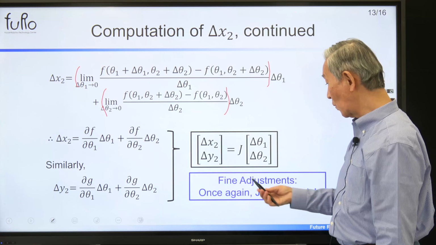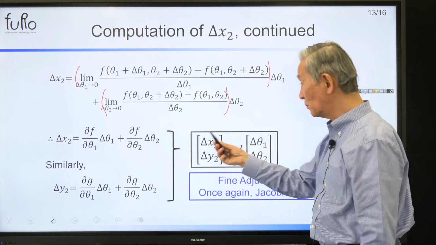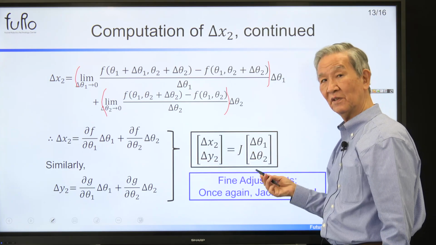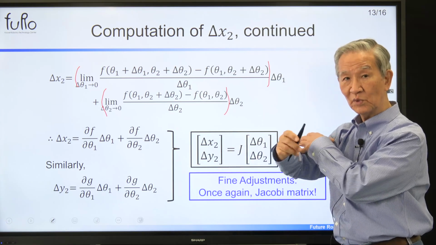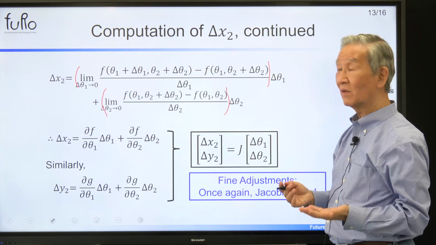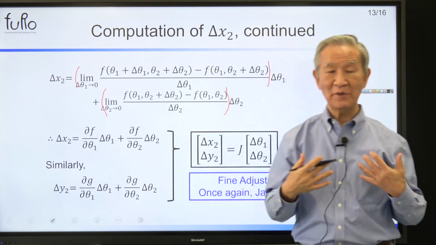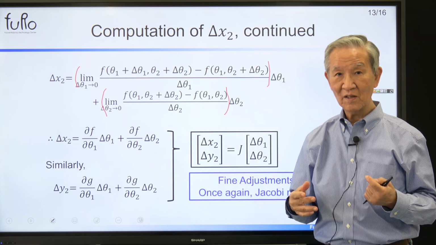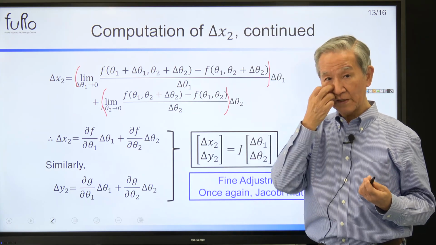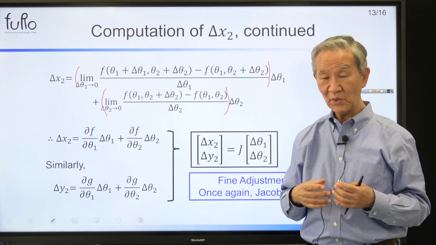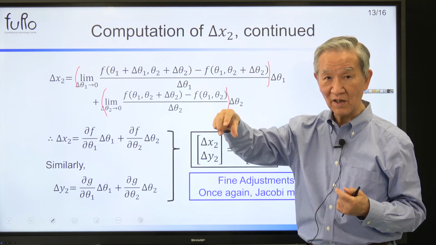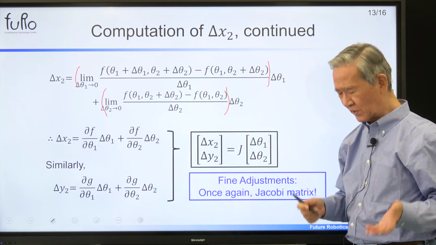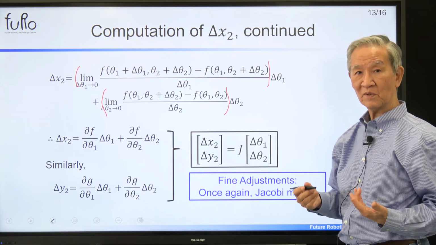So fine adjustments, once again, Jacobi matrix. If you measure this one here, you can multiply J inverse to it to compute delta theta 1 and delta theta 2, so you know how much you have to move. Wow. So let me repeat myself. Jacobi matrices, Jacobians, are very important to find the speed of the end-effector, but that's not all. Jacobi matrices and Jacobians are also very important to do the fine adjustment of the position of the end-effector. They are indispensable for that as well.